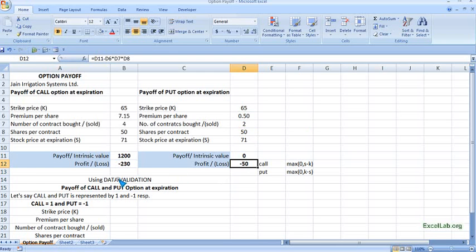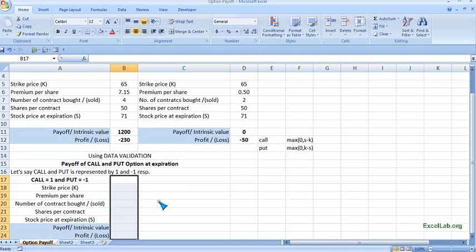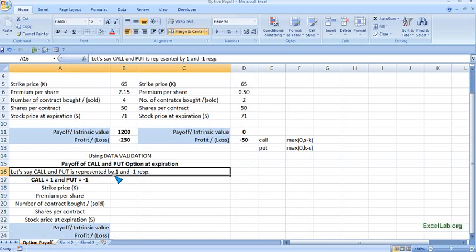Now we will use Excel's data validation. The objective is to club call and put in a single column. Here I'm assuming that call and put are represented by 1 and minus 1, so we will quantify it.